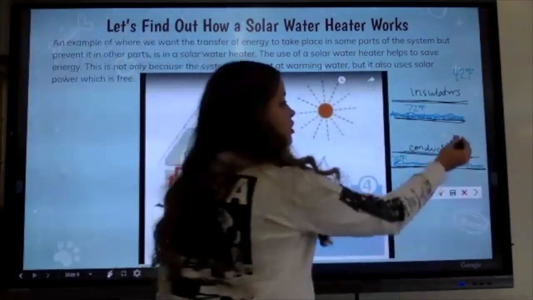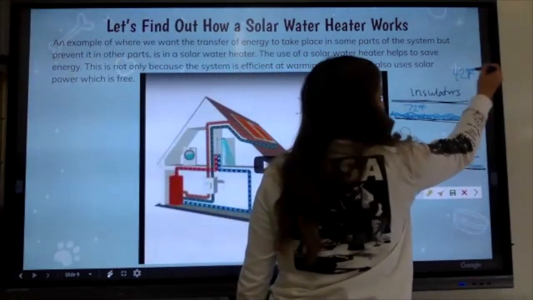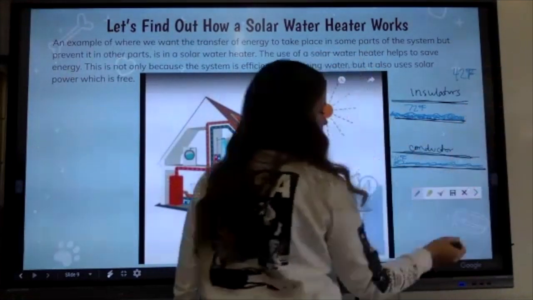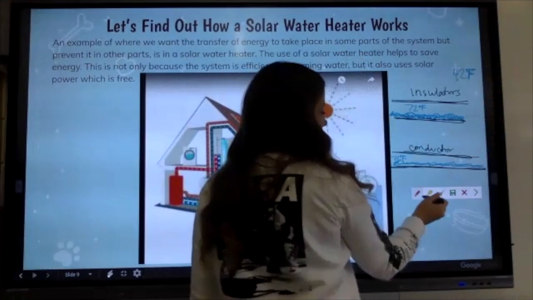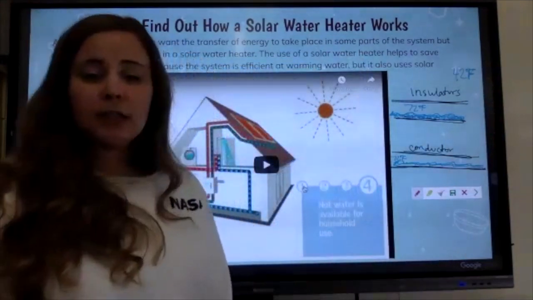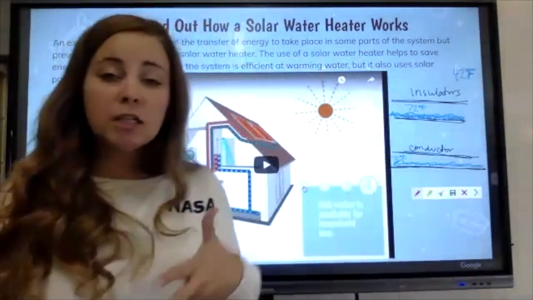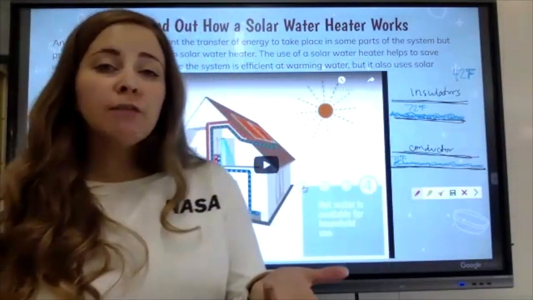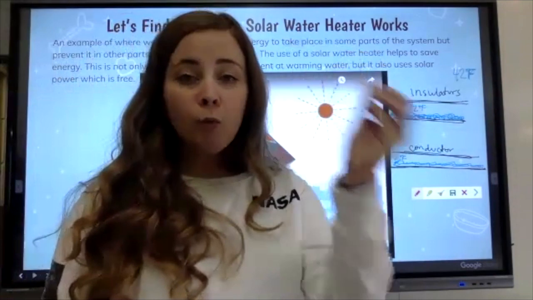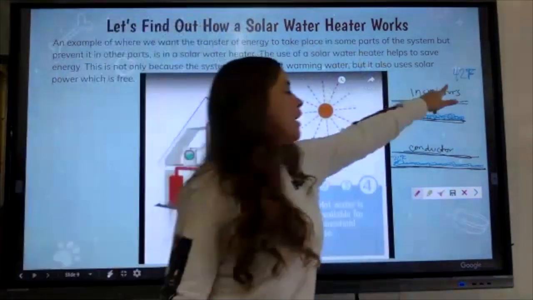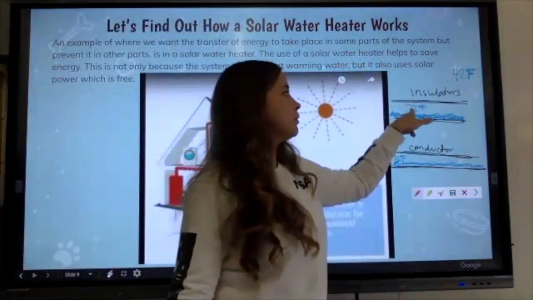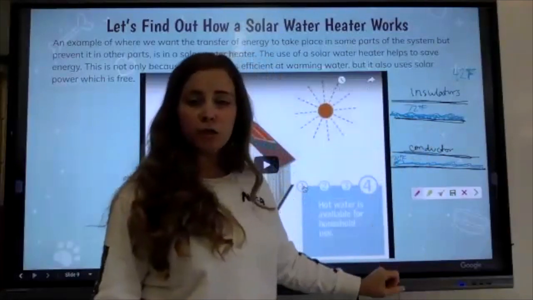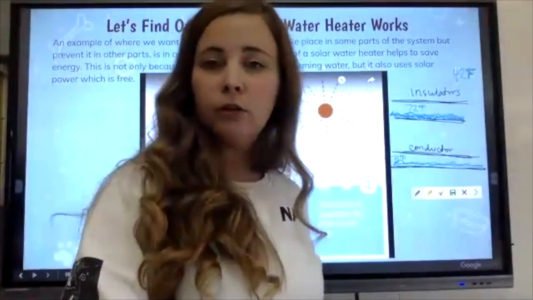All right, so if we have pipes that are insulators versus pipes that are conductors, we're going to have very different responses here. First of all, is the water warmer or is the air outside warmer? Which of these is warmer? 42 or 72?